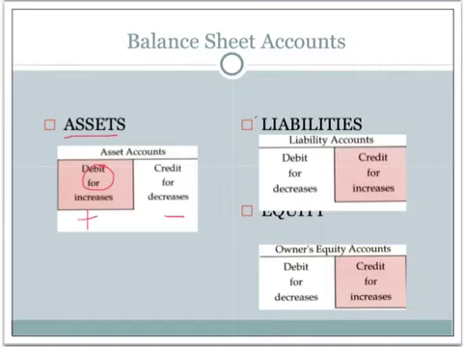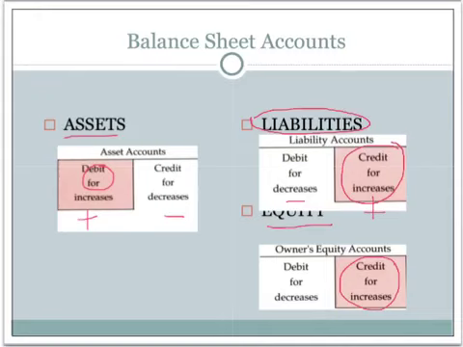Next we have liabilities, right here. Liabilities are those obligations that we owe to people outside our business and those within our business, such as wages payable. Liabilities have a normal credit balance. The normal balance of a liability account is a credit. That's that shaded area. So the credit side is the increase and the debit side is the decrease. Next we have equity. The normal balance of an equity account is a credit. It's in the shaded area. So that's a credit for an increase and a debit for a decrease.